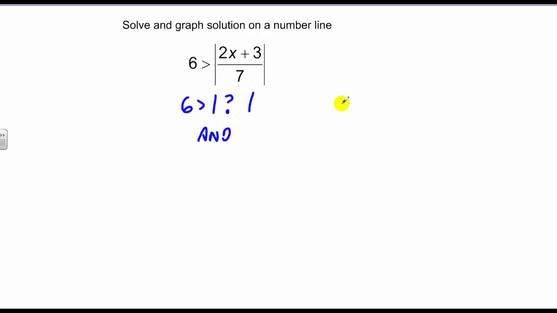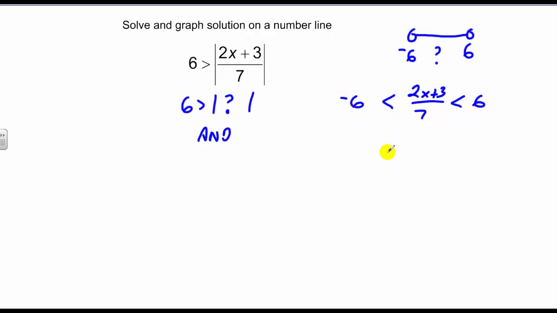And if I were to graph that, then if it's less than 6, I'd have 6 to negative 6 and all that stuff in between. Now I graph the equation with the open circles because I have strictly less than, no equal sign, and now I'm going to write my equation. So since this is in between, I say that 2x plus 3 over 7 is less than 6, but it's also greater than negative 6.